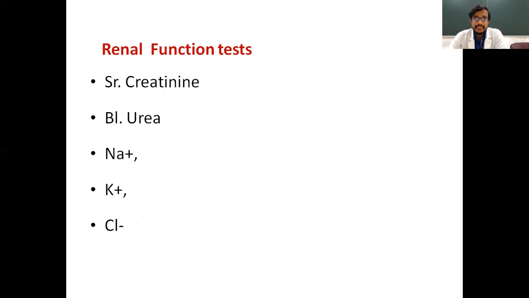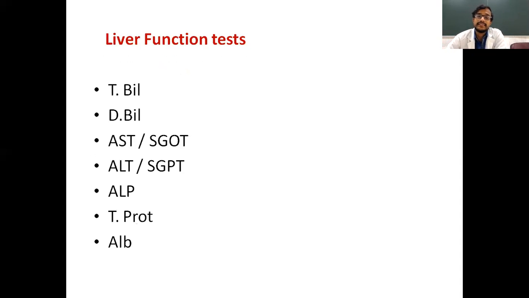And renal function tests. These include serum creatinine, blood urea, and electrolytes: sodium, potassium, and chloride. Electrolytes are estimated in the electrolyte analyzer, and creatinine and urea are estimated in the semi-auto analyzer or in the fully auto analyzer.